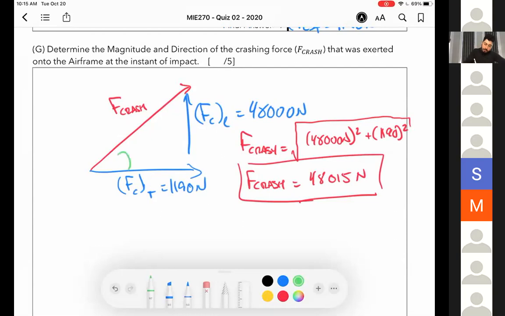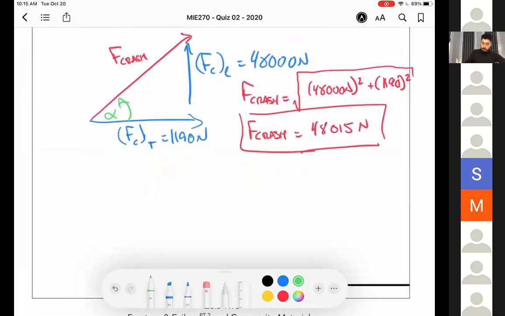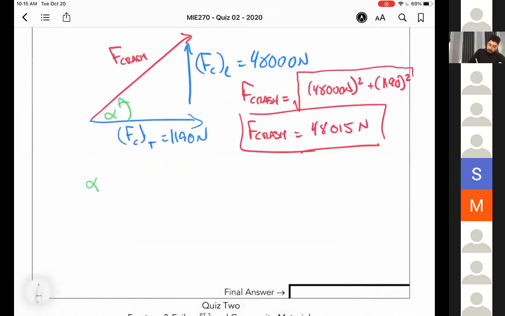Last part of the problem wants us to determine the angle. I don't know if I labeled it alpha or theta. I'm going to go with alpha just for now. So how do we get alpha? Alpha is equal to tan inverse of FCL divided by FCT. Do we need the angle too? Yes, we do need the angle too. So by plugging in those values, we're going to get 88.6 degrees.